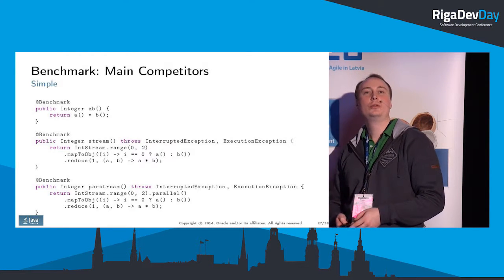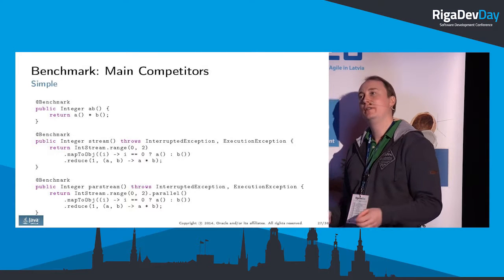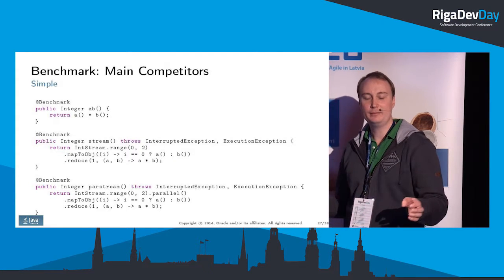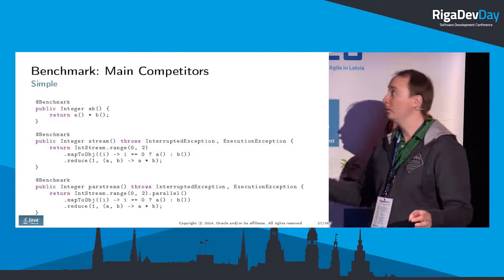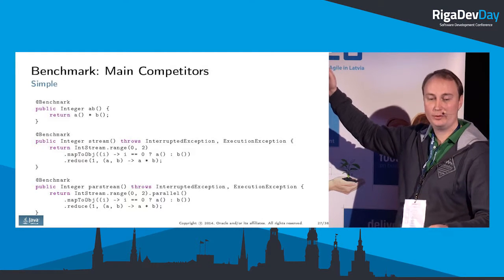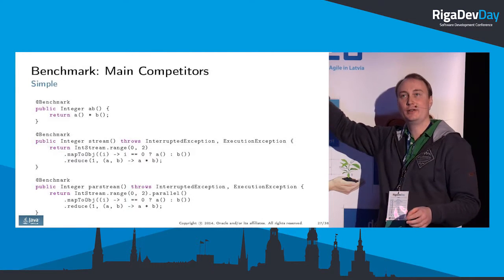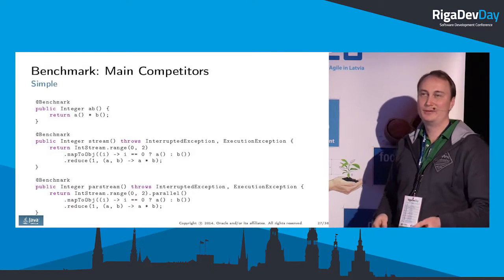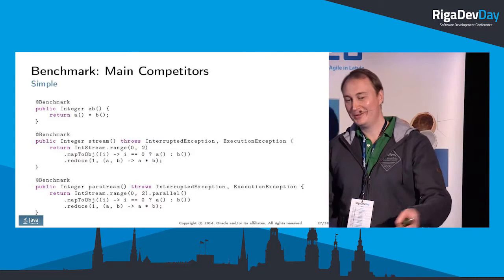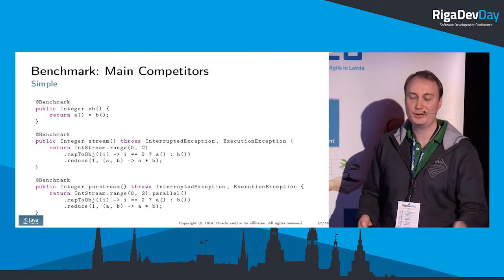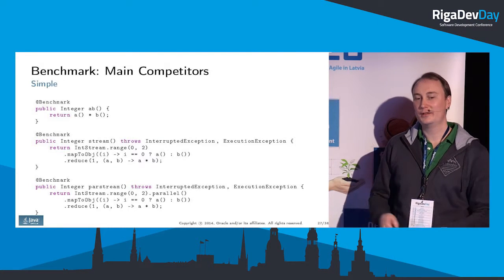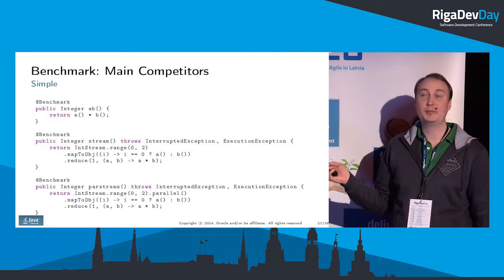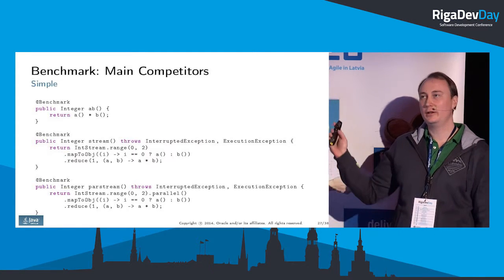We can do some simple implicit parallelism with stream, or we cannot do this. You can see parallel stream and just a stream that maps two integers to two values and reduces the resultant stream to a multiplication. Are there any questions?